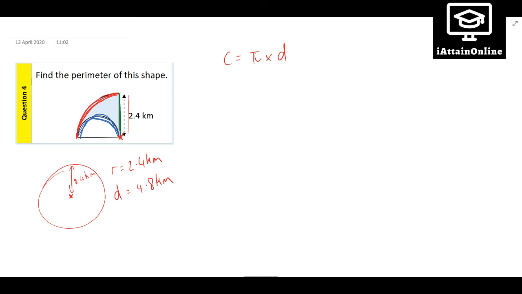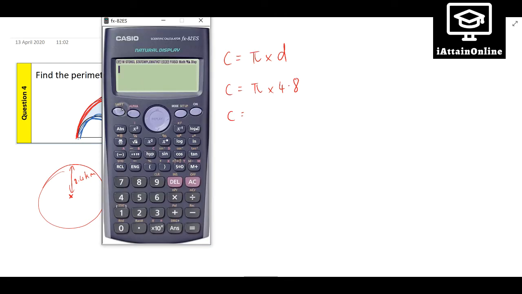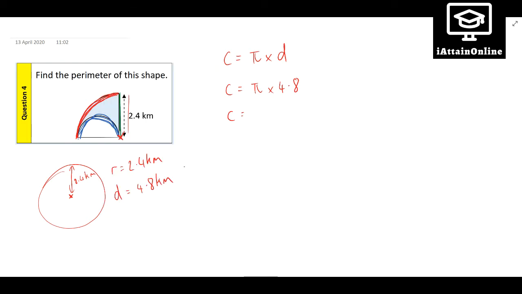So the circumference of this whole circle, the red circle, is going to be pi multiplied by 4.8. So if I do that in my calculator, pi times 4.8, that gives me, again, I'm going to write this out in full because I've not completed the question yet. So this is 15.07964474. That's the whole circle.